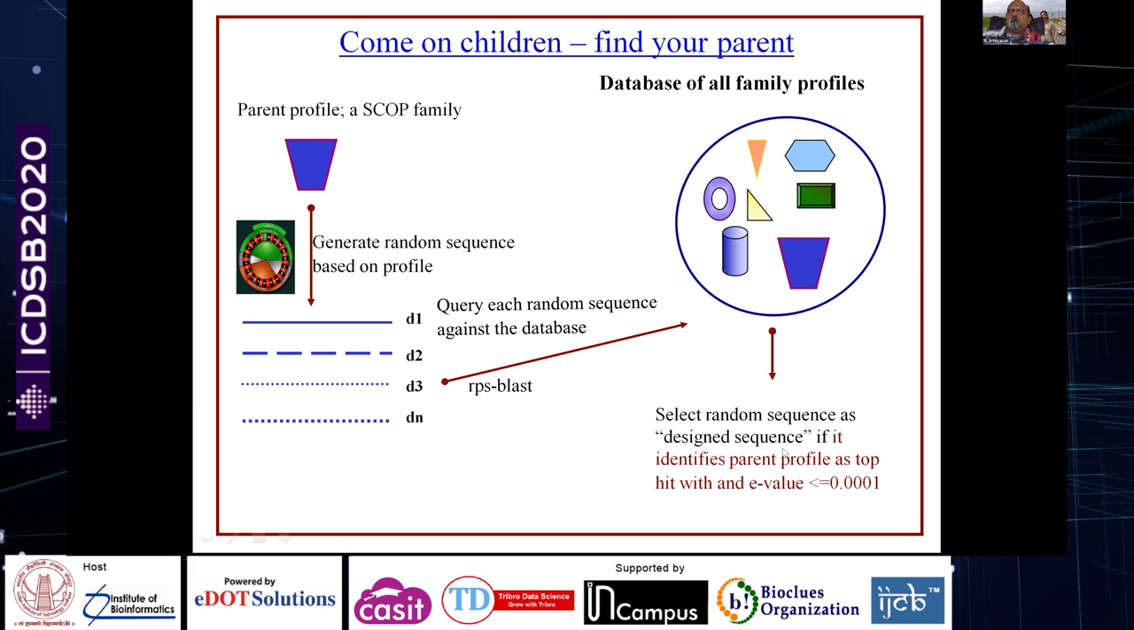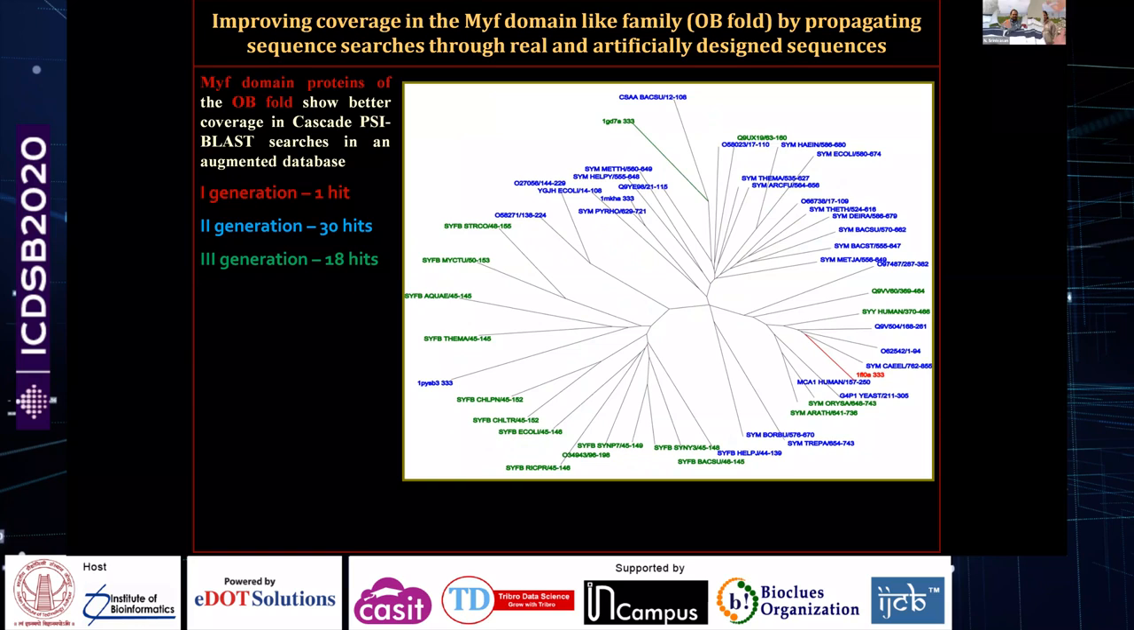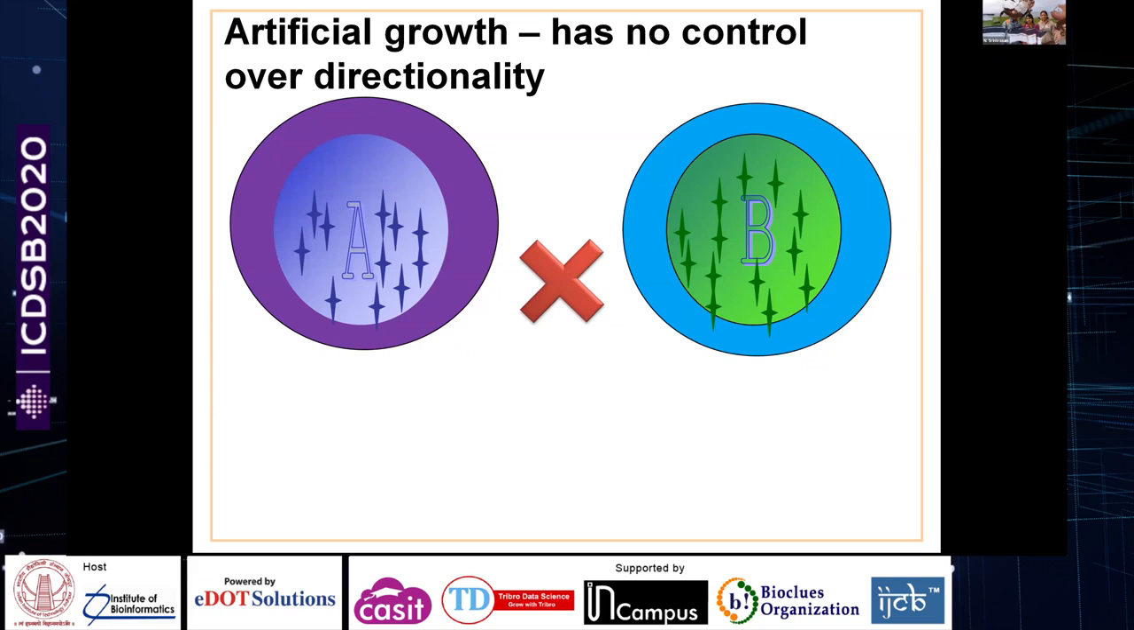We have artificially populated many families, and this is a dendrogram which includes the natural protein sequences for a particular family, shown in this pistachio green, and the grayish color ones represent the artificial sequences. You can see the artificial sequences nicely link up the natural sequences, and this was doing very well. Lots of homology detections which are not possible with the natural sequence database, we could pick up. But again, we had some problem. For some of the connections, we are not able to pick up.